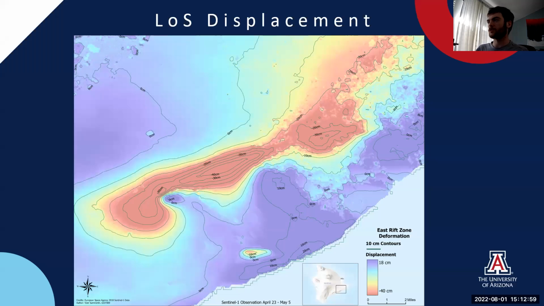So here we have the actual final output. So this is the line of sight displacement map. So this is actually the shape of the east rift zone, which is interesting. So along the very center of it, it sunk about 40 centimeters. And then there are a few other localized areas of sinking. And then towards the coast, it actually rose about 20 centimeters.